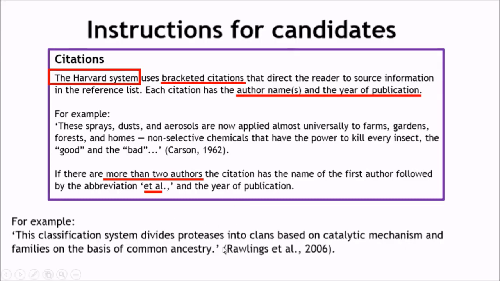So this one here is an example. Talking about classification systems of proteases, you didn't know that already. You went to this document, but there were 10 authors on it. So you've done Rawlings et al., 2006, and Rawlings is your lead or first author on that document.